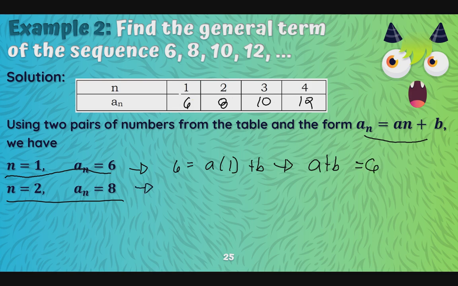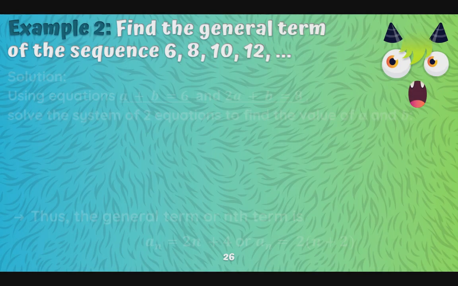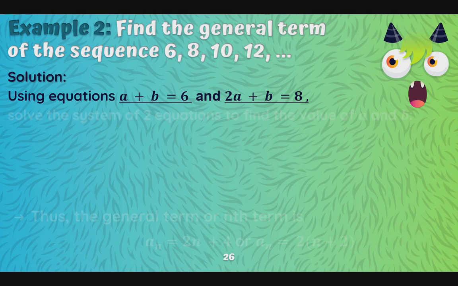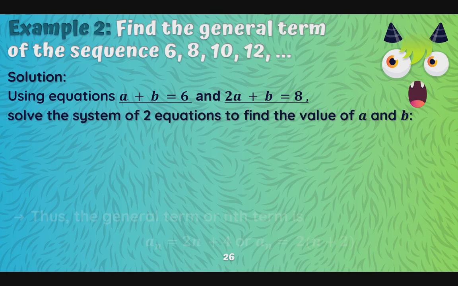Samantalang itong ating second pair, ang a sub n dito ay 8. Samantalang ang n naman ay 2, kaya magiging a times 2 plus b. Kapag in-arrange natin yan, magiging 2a plus b is equal to 8. So again, sa part na to, nire-rearrange lang natin. Nag-substitute tayo, then nag-rearrange. Ngayon, gamit yung dalawa nating equation na to, isolve natin.